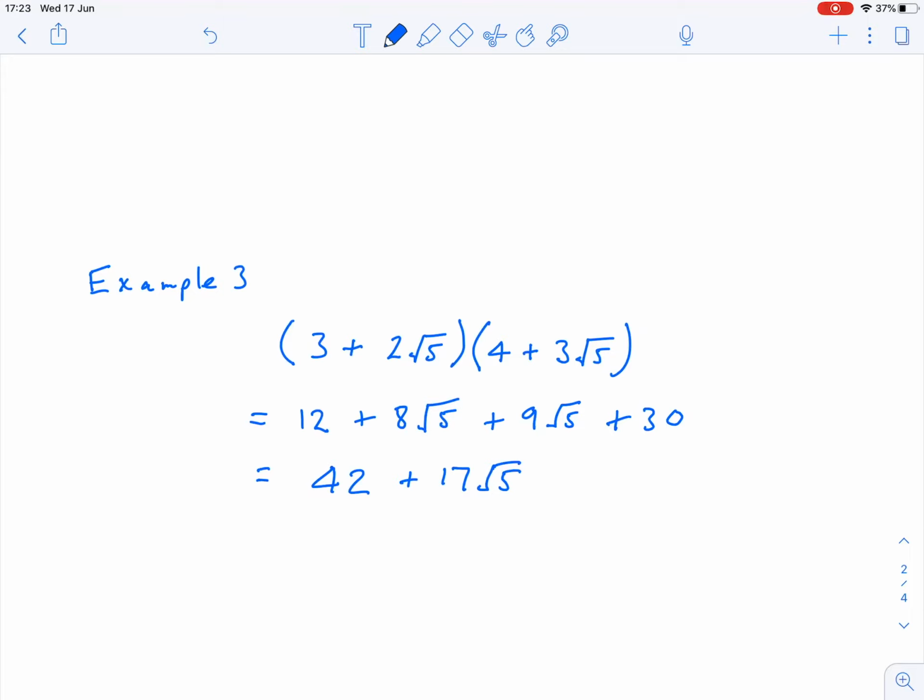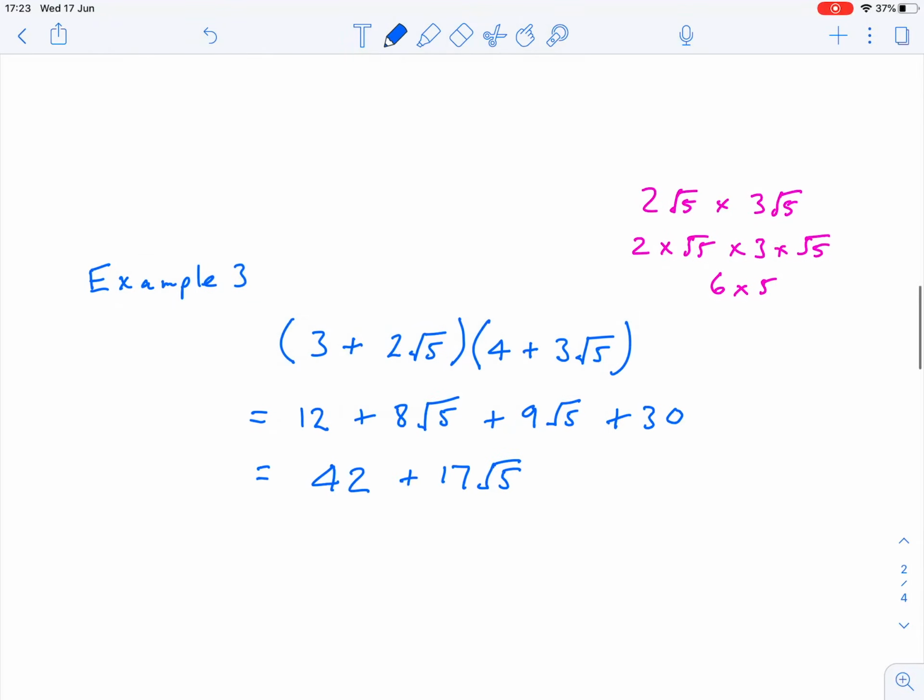So let me just elaborate on what I was doing there. When I said 2 root 5 multiplied by 3 root 5, what that really means is 2 times root 5 times 3 times root 5. So everything's being multiplied when you do that. The 2 times 3 gives you the 6, the root 5 times the root 5 gives you the 5, but there's a multiplication in between them, and that's where the 30 came from.